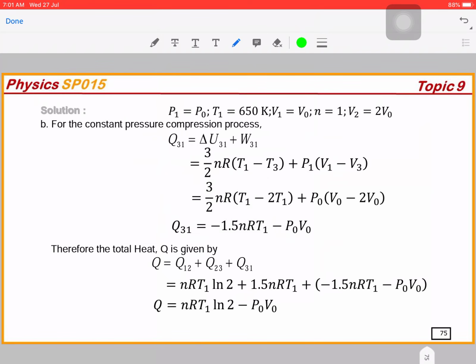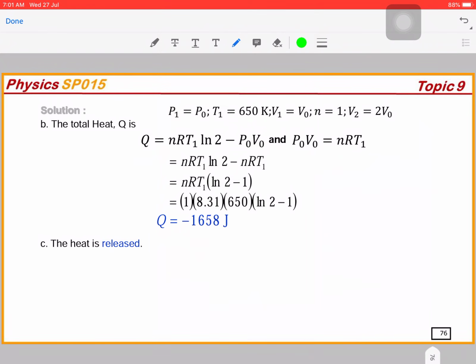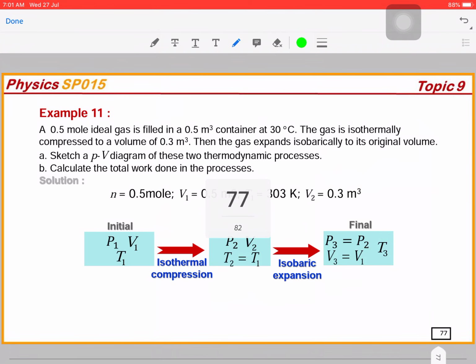So therefore, the total heat given is Q12 plus Q23 plus Q31. So tambahkan everything. So your final will be nRT1 ln 2 minus POVO. So the total heat, okay, just substitute the values. You will have negative 1658 joule. So since your Q is negative, okay, the heat is released ataupun flow out. Okay, sebab negatif. Positif bila dia masuk kan atau dia absorb. So since it is negative, the heat is released.